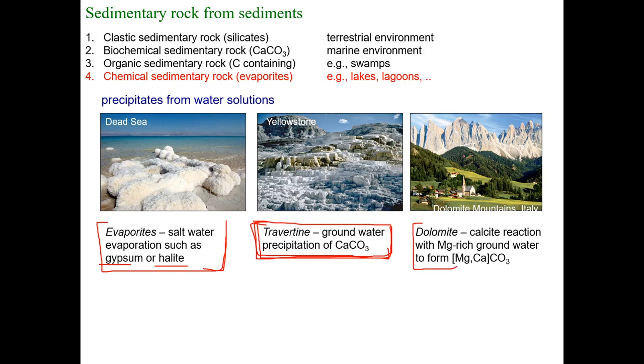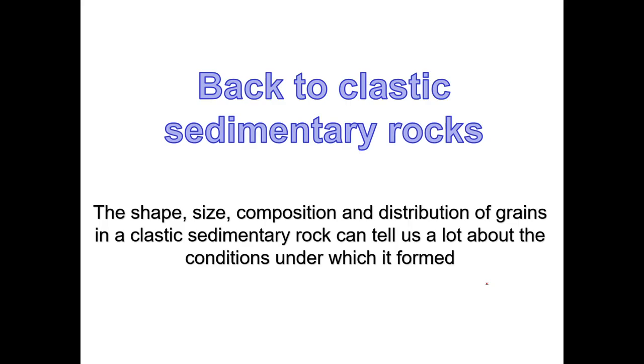Dolomite is also another. These are beautiful Dolomite mountains in Italy, part of the Alps, and they form from magnesium-rich groundwater to form magnesium calcium carbonate. So those are all examples of chemical sedimentary rocks. They form from precipitation from a liquid.